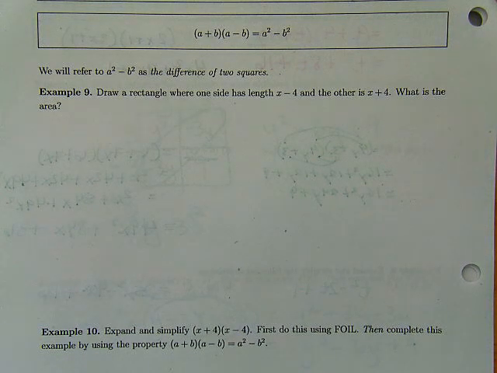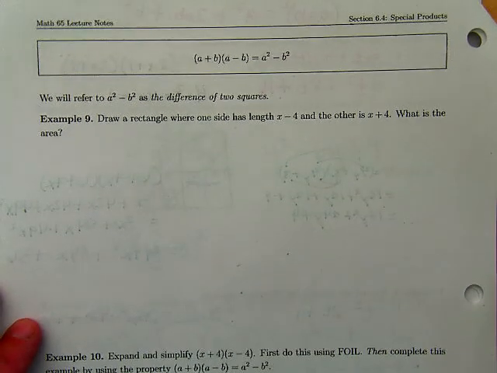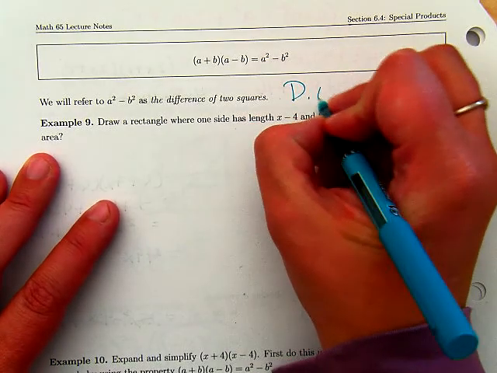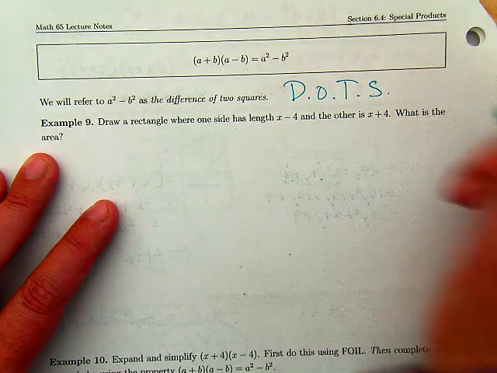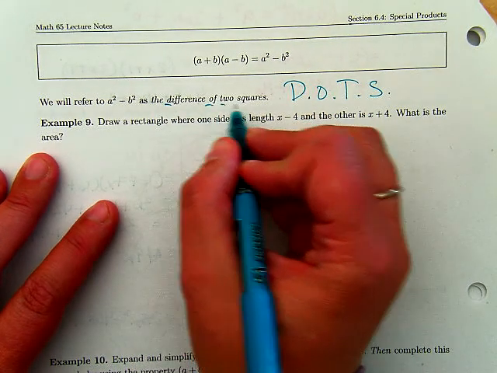Okay, so for the next one here, we have another formula. This one is for difference of two squares, and I call that DOTS for short. DOTS for difference of two squares.